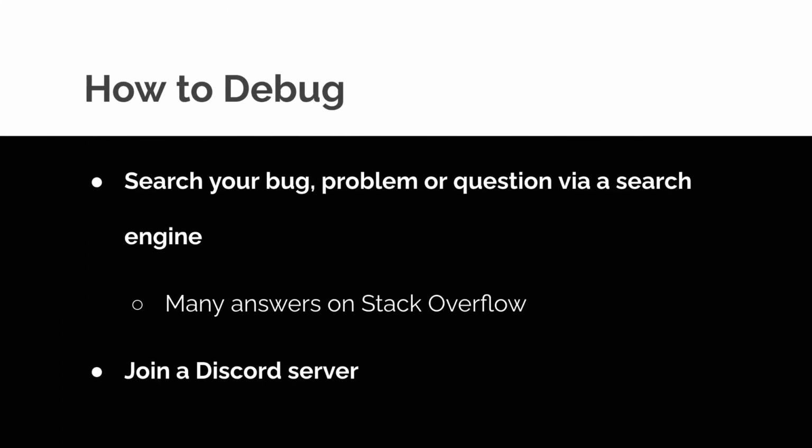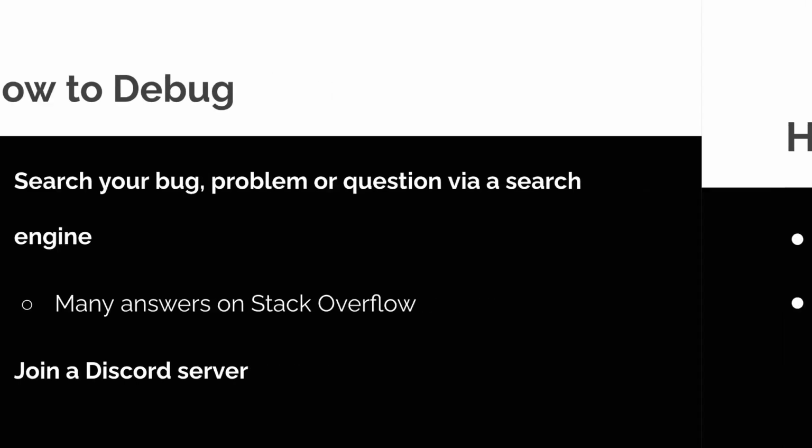Some tips for debugging: whenever you come across a problem or a question or an error or something doesn't run as expected, just search up your question via a search engine. There are many answers online, especially on Stack Overflow or GitHub. You can even join a Discord server for Python machine learning specialists, where you can ask questions. Almost 99.9% of the time, if you have a question, you can find an answer online.